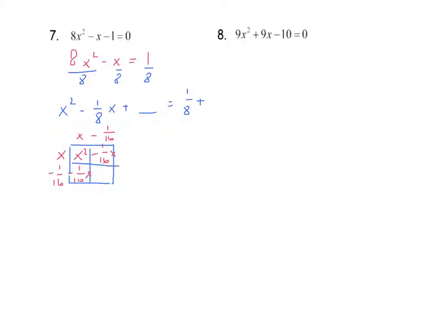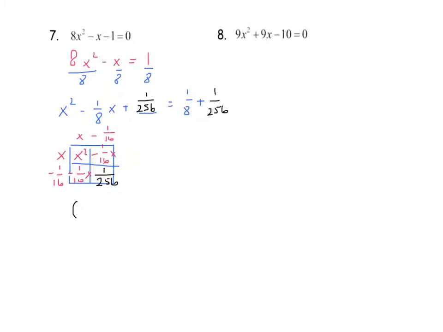So in the last box, I'm going to fill in 1 over 256. We are going to write the left-hand side now as a binomial.